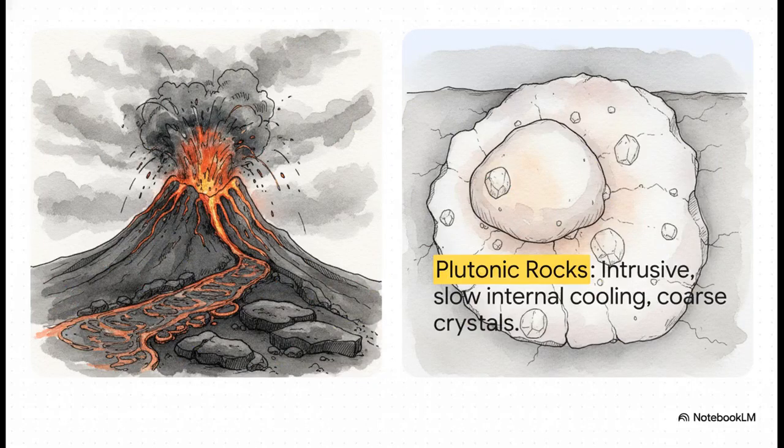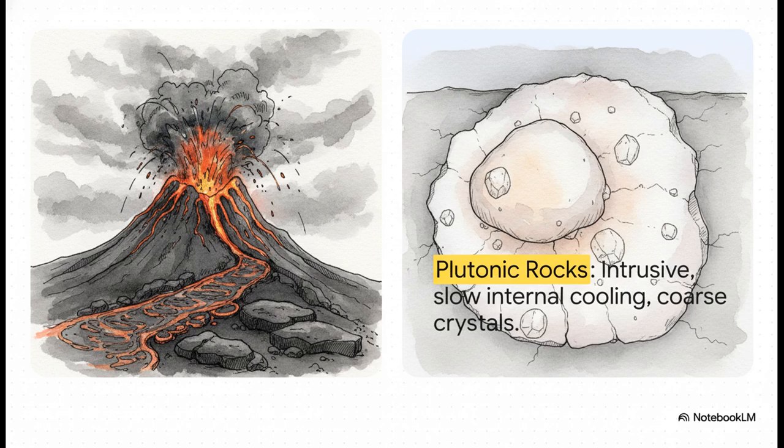Now, depending on exactly where that 1400-degree magma decides to cool down, we get a really interesting split. On one side, we have volcanic rocks. These actually form on the surface of the Earth. And because they cool down really quickly, they form fine-sized crystals and end up with this glassy structure. Think of rocks like basalt. We call these extrusive rocks.